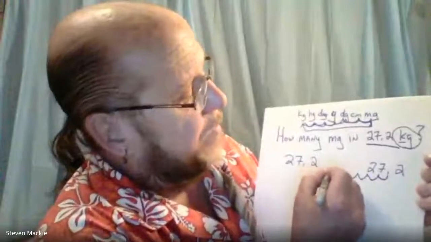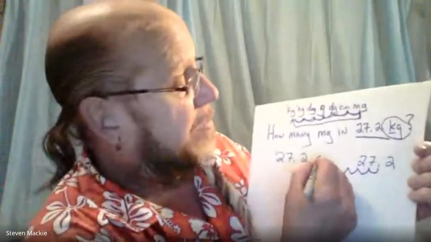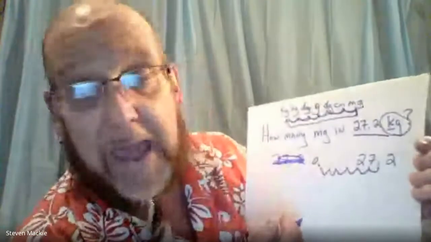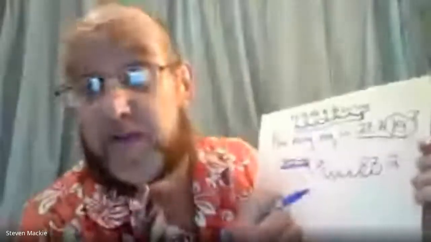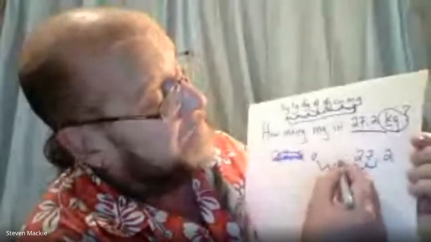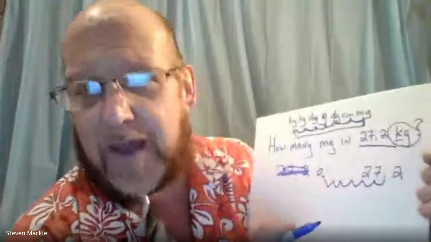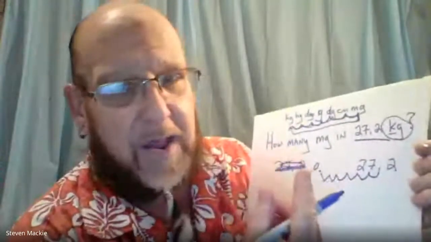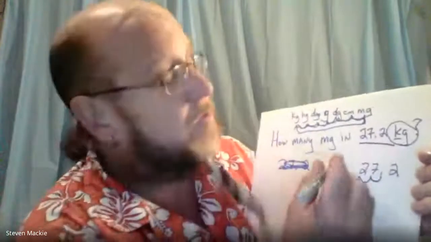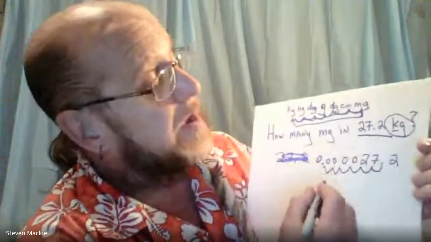Well, now I have to put the decimal place there. And honestly, I got to put a 0 in front of it. You can't have a decimal place just hanging out there in the middle of nowhere. Now, what about these spaces? Well, those are powers of 10. When you do powers of 10 and you have spaces like this, you fill in a 0. Okay? So there's the answer.